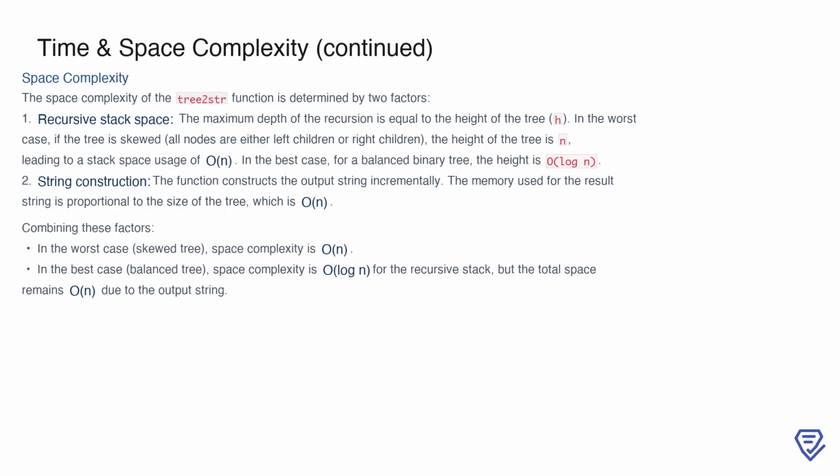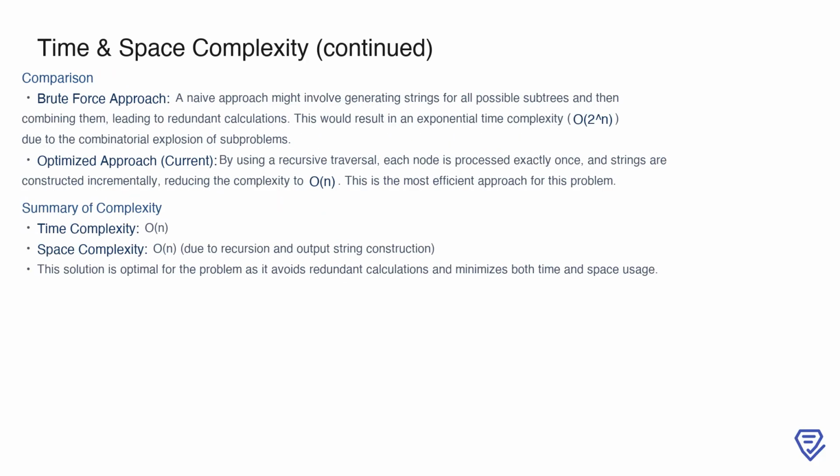Even in the best case, while the recursive stack may only require O(log n) space, the string construction still dominates, keeping the total space complexity at O(n). When comparing approaches, a brute force method might involve generating strings for all possible subtrees and then combining them repeatedly. This would result in redundant calculations, leading to an exponential time complexity of O(2^n). Such an approach is highly inefficient due to the combinatorial explosion of subproblems.